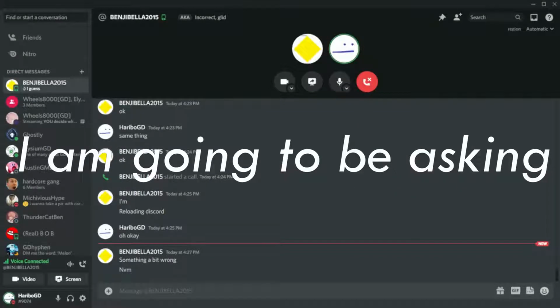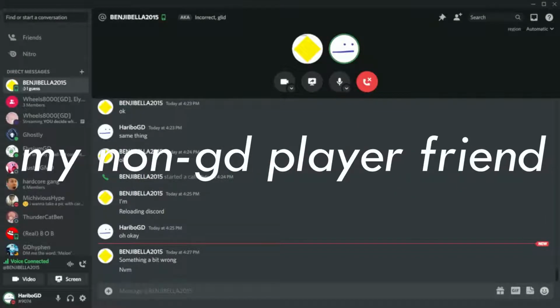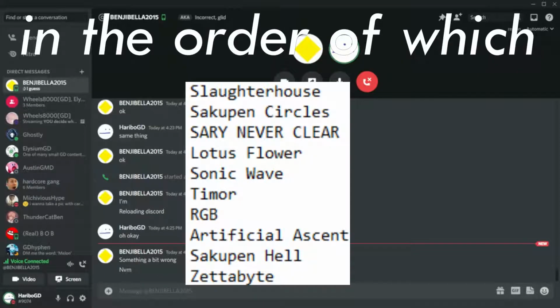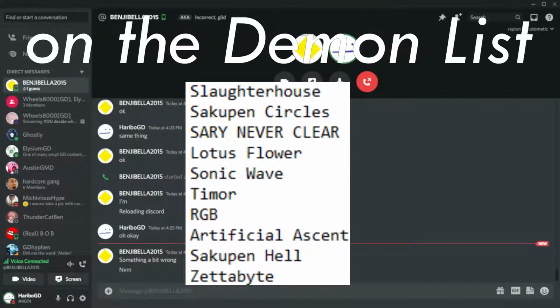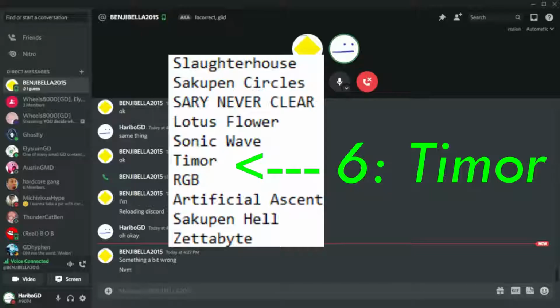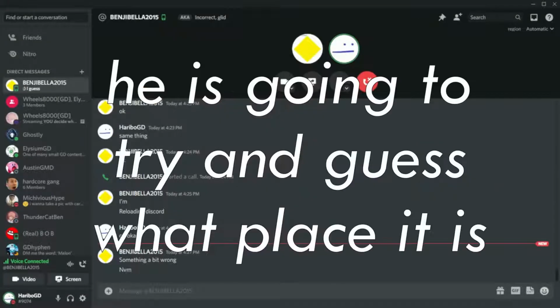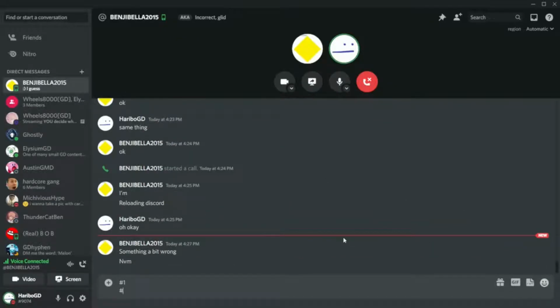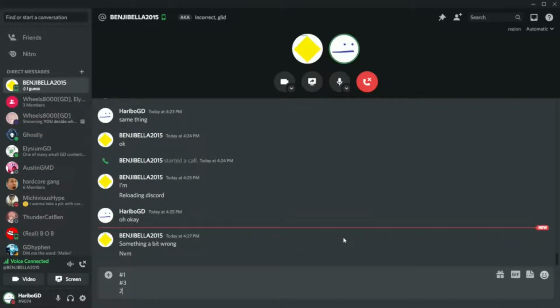In this video, I'm going to be asking my non-Geometry Dash player friend to rank these levels in order of which place he thinks they are on the demon list. We're going to start by randomly generating a number, and I'm going to pick that number out of the list that I have. I'm going to try and guess what place it is. I've got 10 places on the demon list. You've got to try and guess how difficult they are.